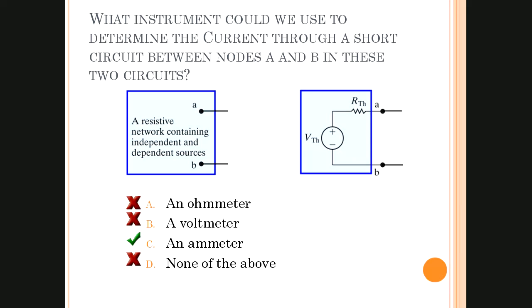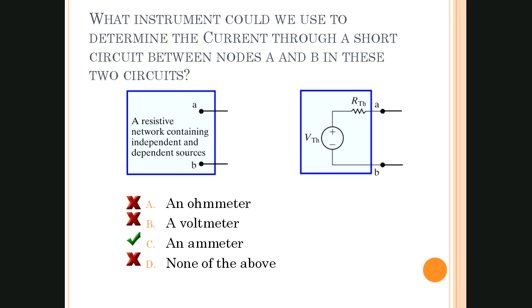What instrument could we use to determine the current through a short circuit between nodes A and B in these two circuits? When we're measuring current, the proper tool would be an ammeter because we're measuring amps. And again, with your digital multimeter, you have to make sure you're in the correct setting for measuring amps, or we blow fuses.